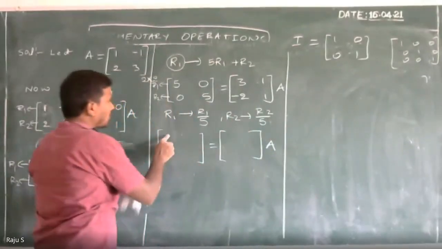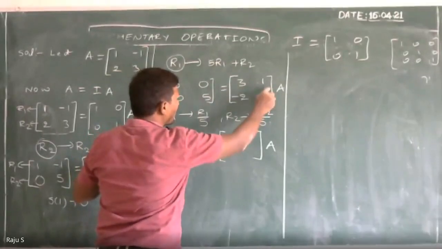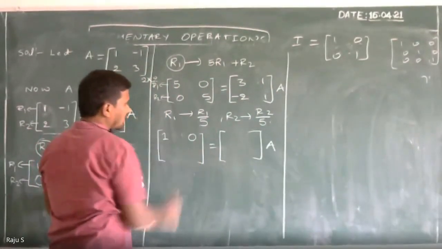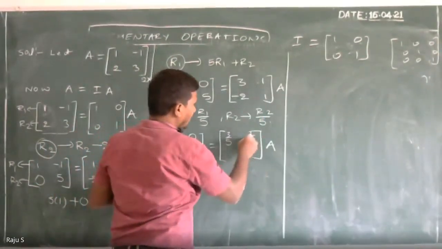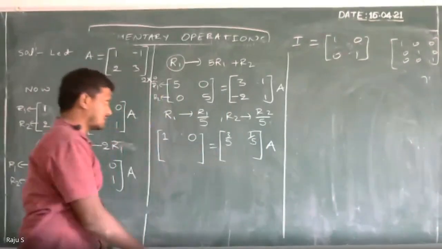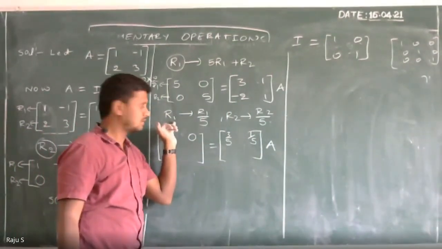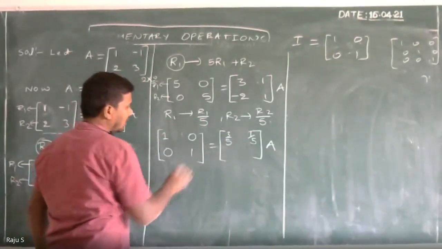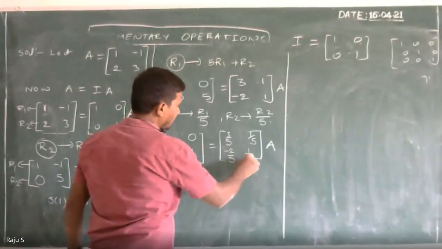Fine. So what about R1 by 5? R1, entire row 1 dividing with 5. 5 by 5 is 1, 0 by 5 is 0, 3 by 5 and 1 by 5. Okay. Next, I completed this first row operation. Then R2 tends to R2 by 5. R2 is 0 by 5, 0, 1. Now here minus 2 by 5, 1 by 5. Is it clear?